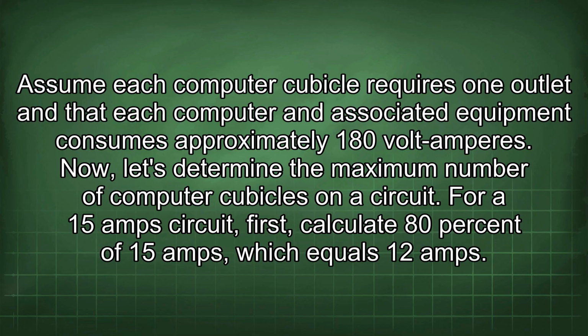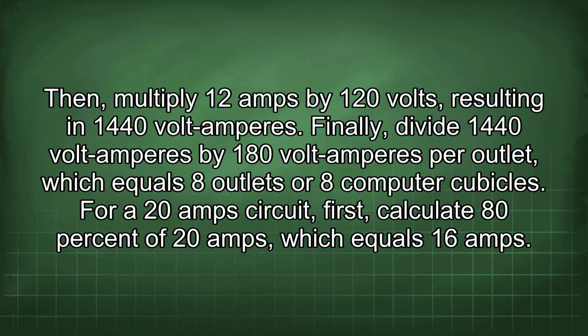Now let's determine the maximum number of computer cubicles on a circuit. For a 15 amp circuit, first calculate 80% of 15 amps, which equals 12 amps. Then multiply 12 amps by 120 volts, resulting in 1440 volt-amperes. Finally, divide 1440 volt-amperes by 180 volt-amperes per outlet, which equals 8 outlets or 8 computer cubicles.